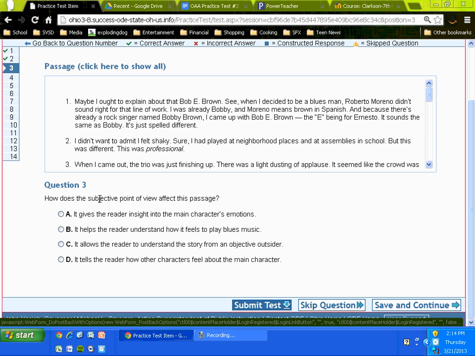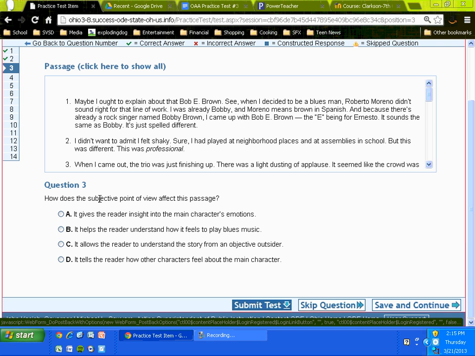A. It gives the reader insight into the main character's emotions. B. It helps the reader understand how it feels to play blues music. C. It allows the reader to understand the story from an objective outsider. D. It tells the reader how other characters feel about the main character. Bryce, can you eliminate one for me, please?